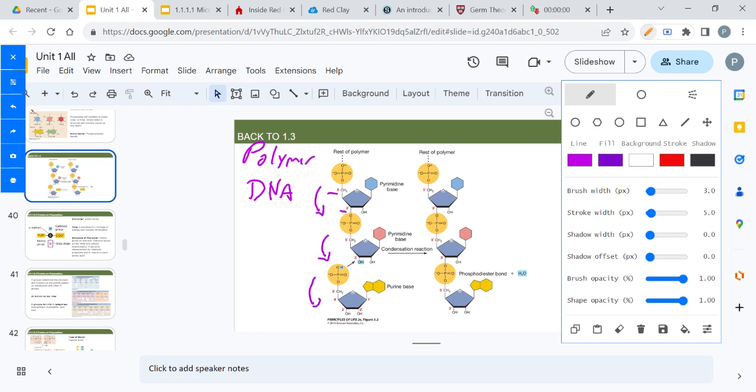It's attached 5 to 3. And where the name comes from is specifically where this carbon's located. So it's either the first, the second, the third, the fourth, or the fifth. And that's actually where the name 5 prime, 3 prime ends up coming from.